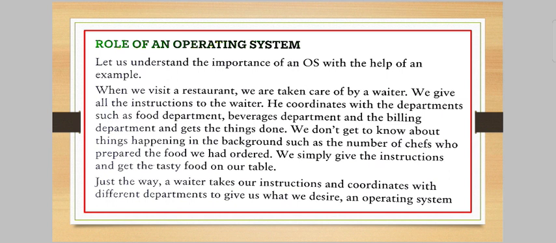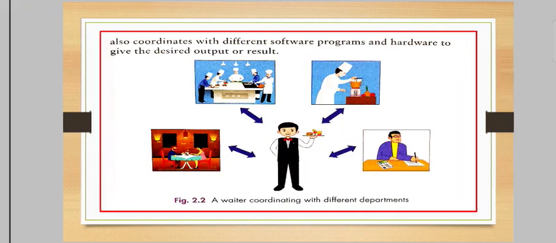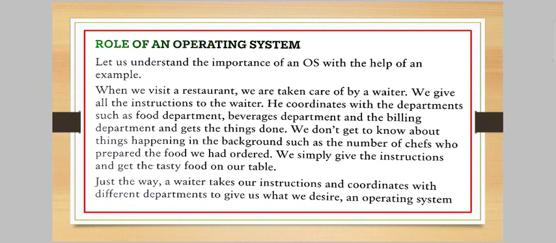Now, the role of an operating system. When we visit a restaurant, we are taken care of by the waiter. We give all the instructions to the waiter. He coordinates with the departments such as the food department and other departments and gets things done. We don't get to know about things happening in the background, such as the number of chefs who prepared the food we had ordered. We simply give the instruction and get the tasty food on our table.